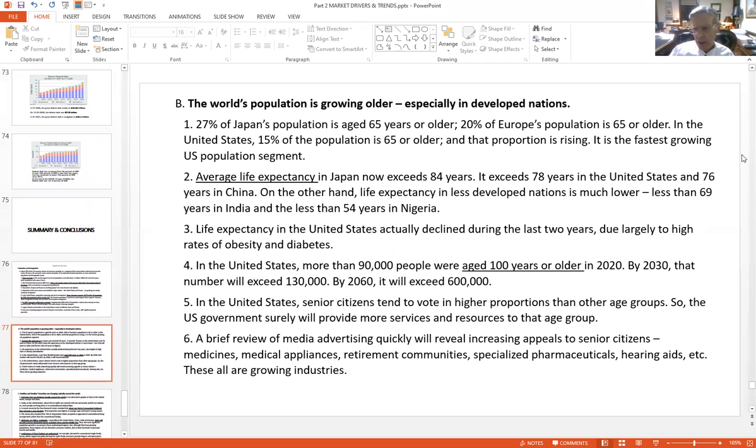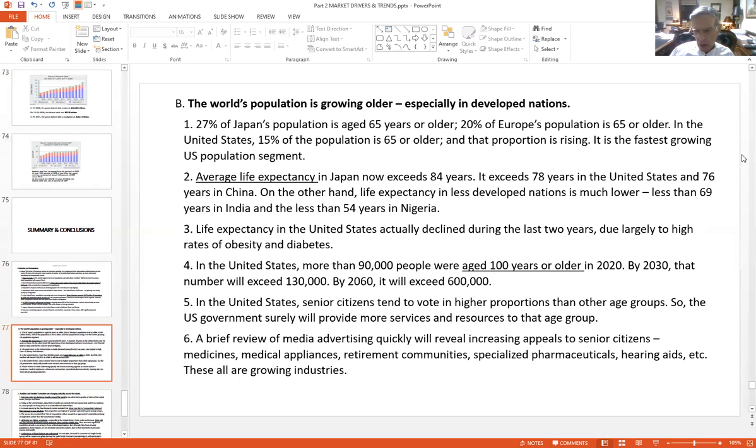So the world's population, as we observed, is growing older, especially in developed nations. As we saw, 27% of Japan's population is 65 or older, 20% in Europe, 15% in the US, and that portion is rising. Life expectancy also is increasing in developed nations. In Japan, it's 84 years, 78 in the US, 76 in China. On the other hand, it's a lot less in lesser developed nations, such as Nigeria.